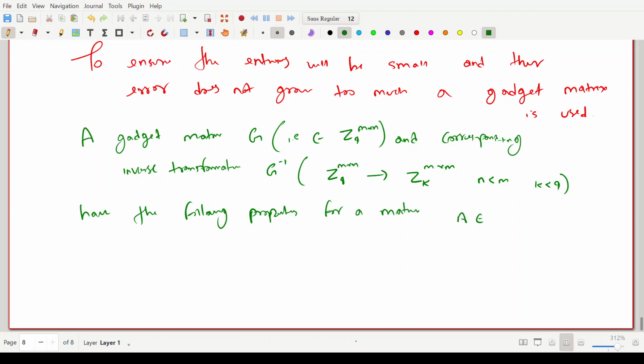Say A belongs to ZQ^(M×N). What is the property it has? That is, G inverse of E has small entries.